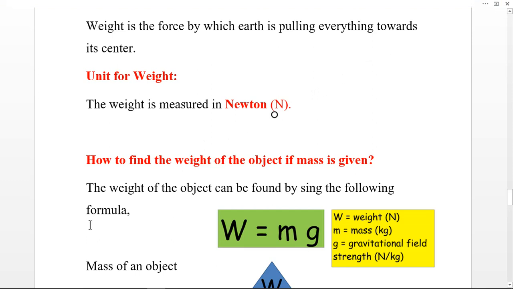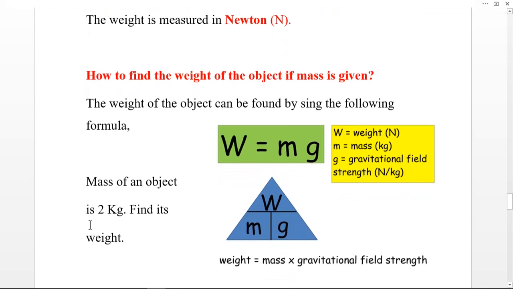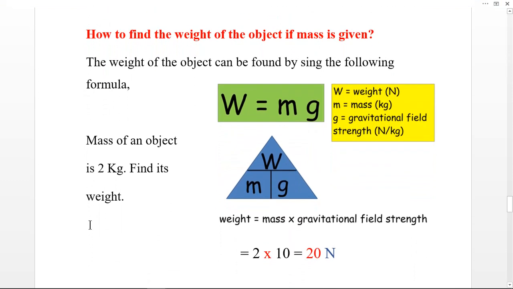Okay, now how do we find the weight of an object if the mass is given? Quite interesting, very easy. You have a formula for that. What is the formula? Weight equals mass times gravity. Now we are going to solve a question, so it will help you understand better how you can use this formula. For example, the mass of an object is 2 kg. Find its weight.